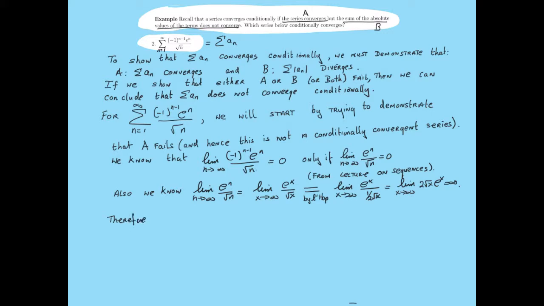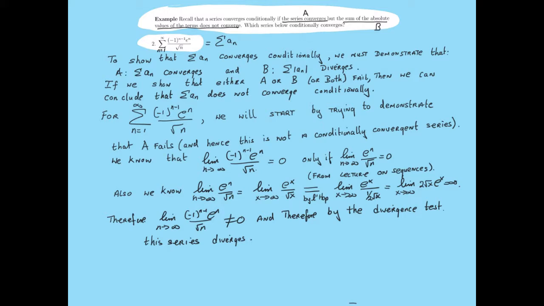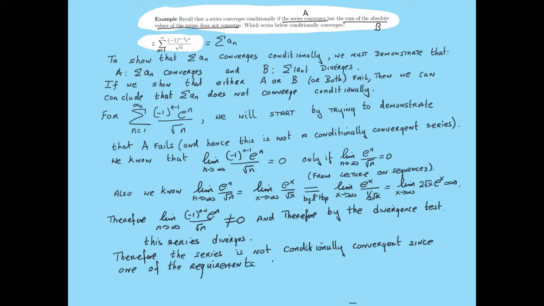In particular, this limit is not equal to 0, and therefore the limit of the terms of this series is not equal to 0. And now by the divergence test, this series must diverge because the limit of the terms of the series is not equal to 0. Now, since the series itself is not convergent, A fails and the series is not conditionally convergent.